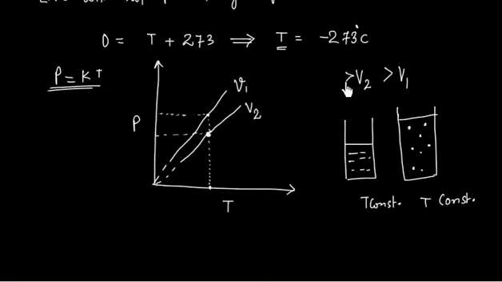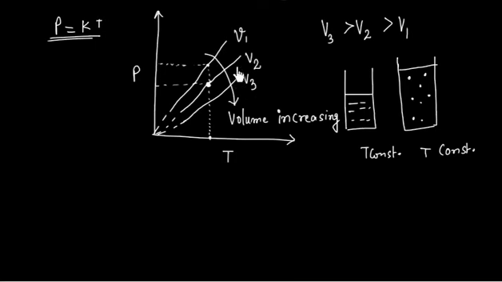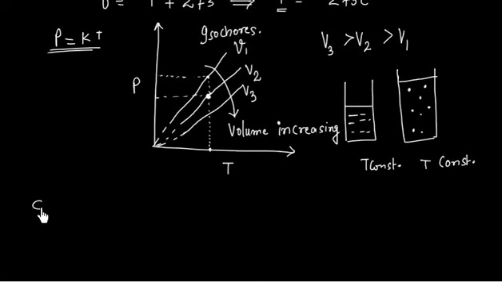Similarly, if I have a V3 that is greater than V2, I will have a curve that is even lower than this curve. So in this direction volume is increasing. So we can say these curves are basically called isochores. So curves for constant volume. So these curves are called isochores. A curve that has the same volume is called an isochore.